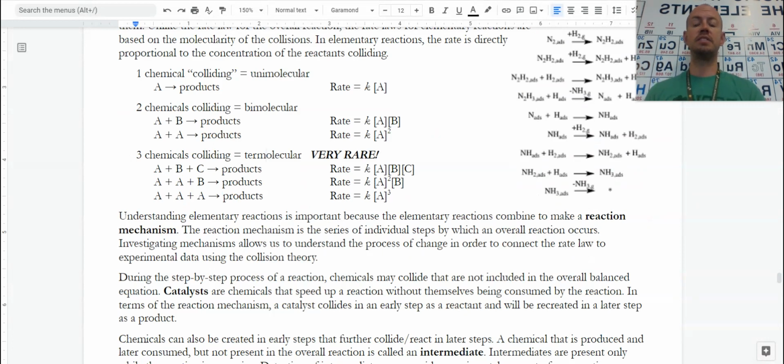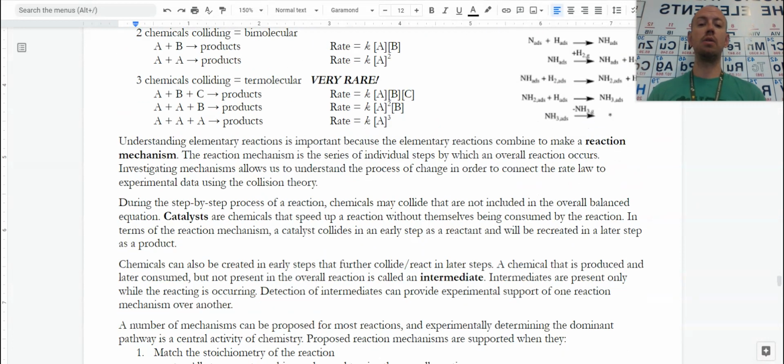And understanding these elementary reactions is important because it's how we put them together to understand the overall process. That overall process is called a reaction mechanism, and it's the individual steps by which our reactants break bonds and make bonds to ultimately end as products. And investigating the mechanism allows us to understand that process of change and connect a rate law and a reaction order to the experimental data in a way that does directly use and apply collision theory.